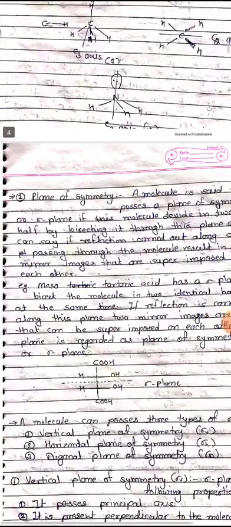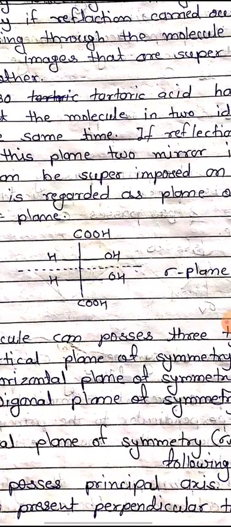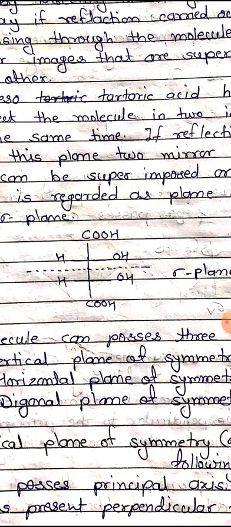Then we can discuss the example of meso tartaric acid. Meso tartaric acid, you know, is optically inactive in spite of having two chiral carbons. This is optically inactive because it contains a plane of symmetry or sigma plane. The plane of symmetry is also regarded as the sigma plane.